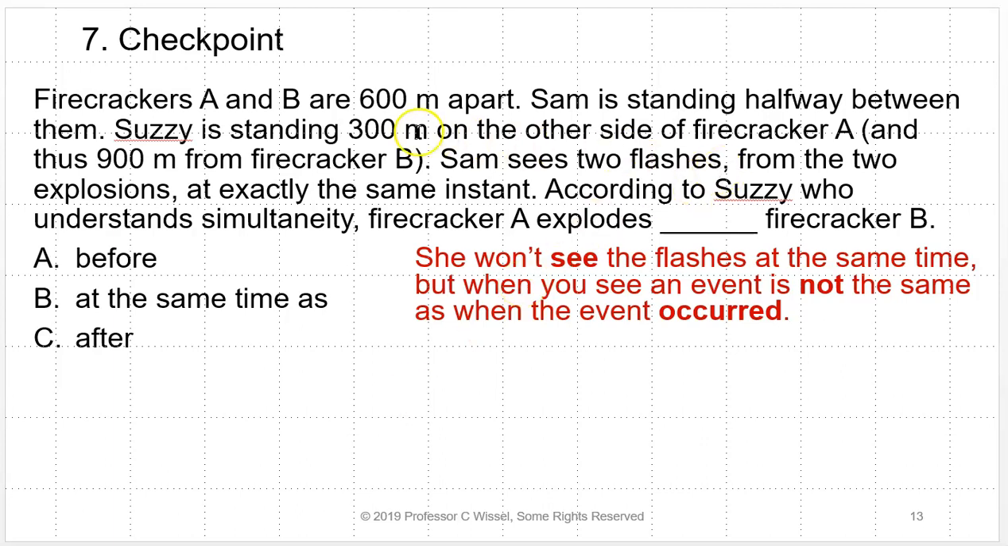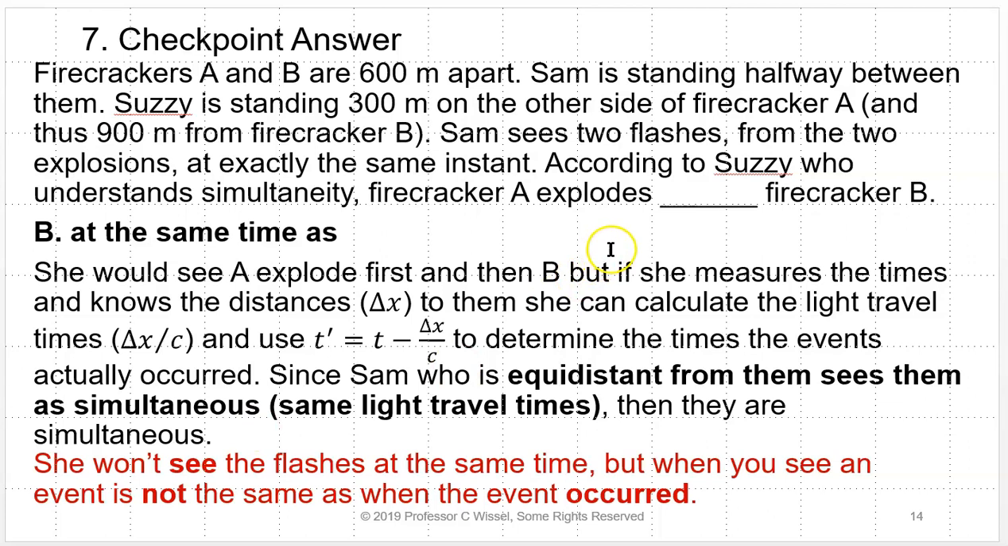Now, what you want to look at here is that Sam sees 2 flashes from the 2 explosions at exactly the same instant, and he is halfway between them. That means he's equidistant. So he's going to see them as happening simultaneously. So Sam will determine that these events are simultaneous because the light travel time to both of them is the same, and he saw them at the same time.